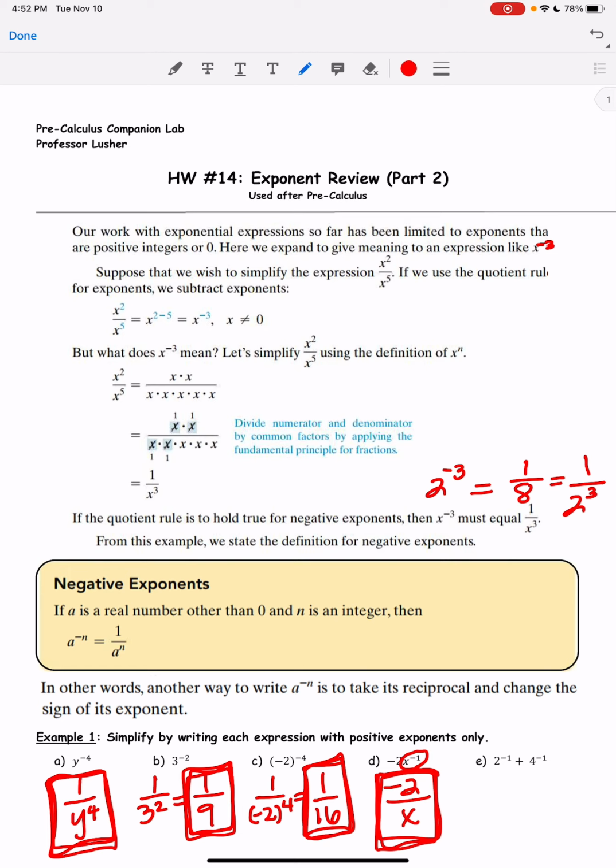And then here, 2 to the -1 becomes 1/2. 4 to the -1 becomes 1/4, and 1/2 plus 1/4 is 3/4.